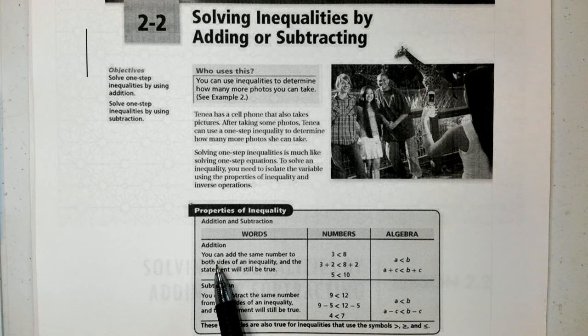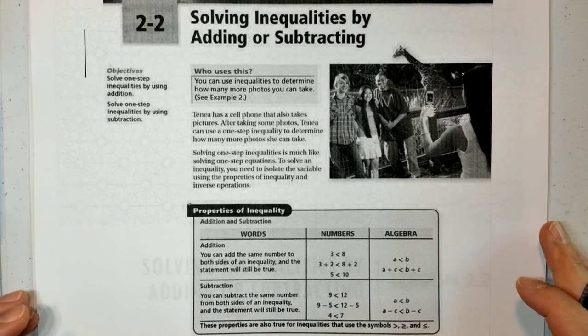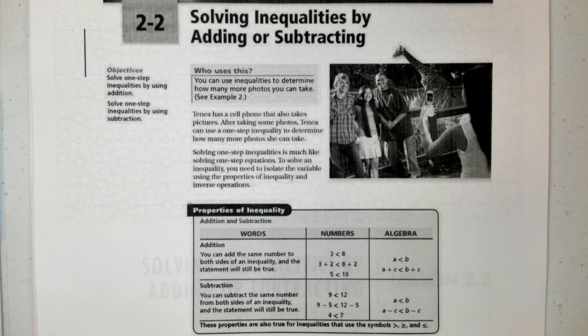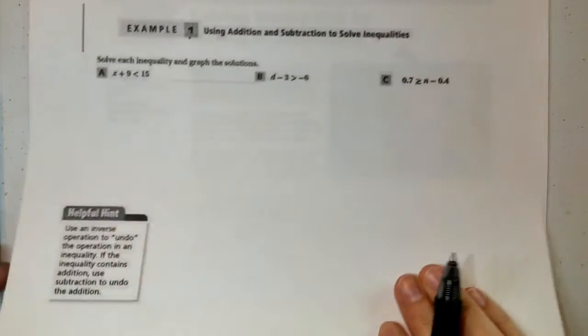If we're adding the same number to both sides, it'll make the statement still true. So what you do to one side, you do to the other. For subtraction, same thing. If you subtract something from one side, you subtract it from the other. These are true for inequalities as well as all of our inequality symbols, greater than or equal to, less than or equal to. We're going to start by looking at example 1.